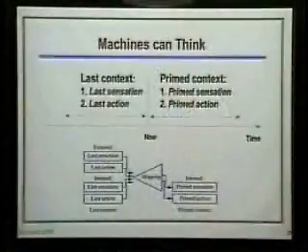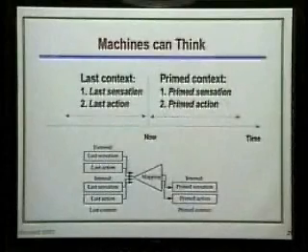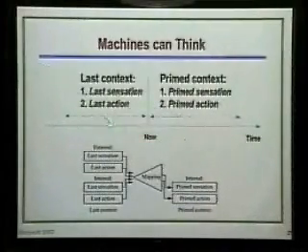Then the brain does not do that, for good reasons. So the machine can think. Now, when we talk about development, we're really excited because we are not talking about just perception and cognition. We're talking about thinking. And in thinking, you have last context and primed context, right? And each primed context has a different value, for example.